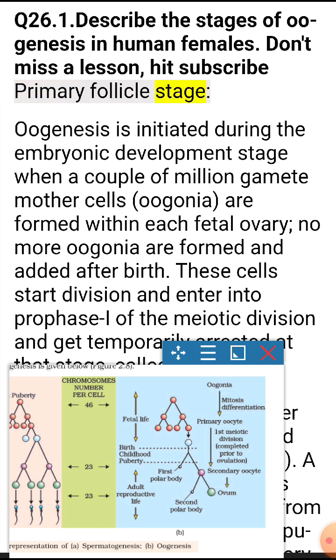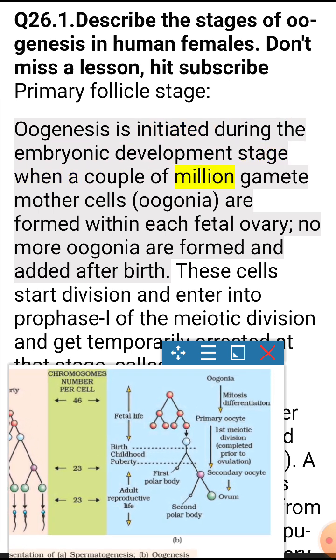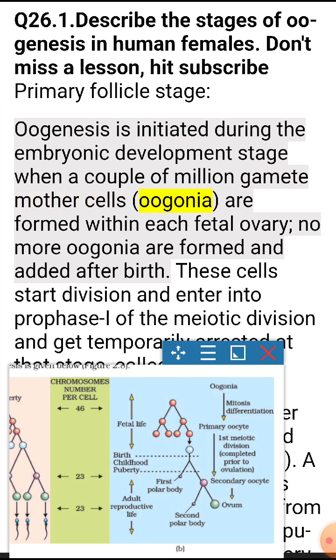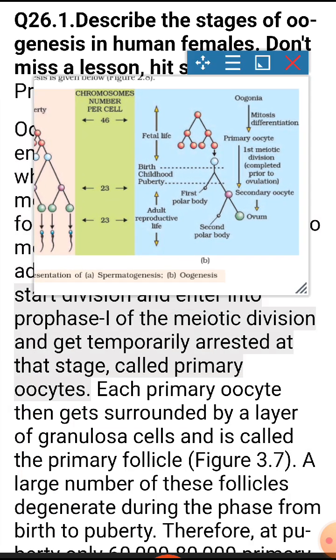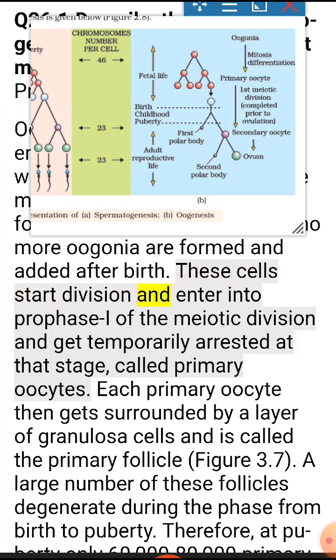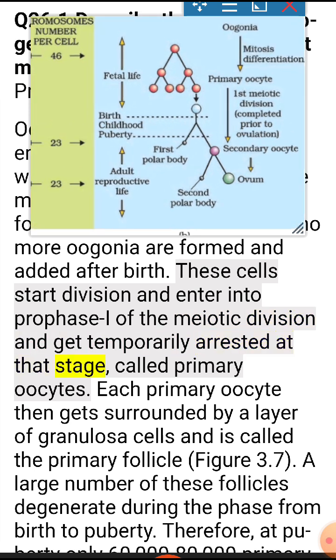Primary follicle stage. Oogenesis is initiated during the embryonic development stage when a couple of million gamete mother cells, oogonia, are formed within each fetal ovary. No more oogonia are formed and added after birth. These cells start division and enter into prophase I of the meiotic division and get temporarily arrested at that stage, called primary oocyte.